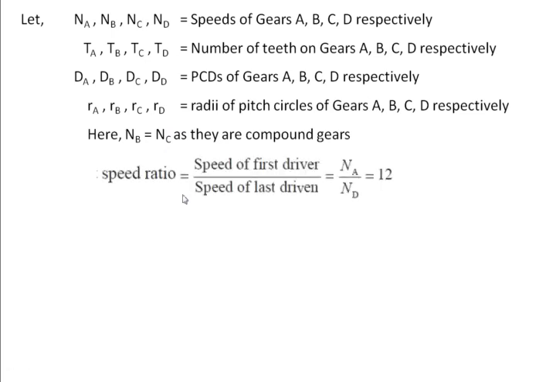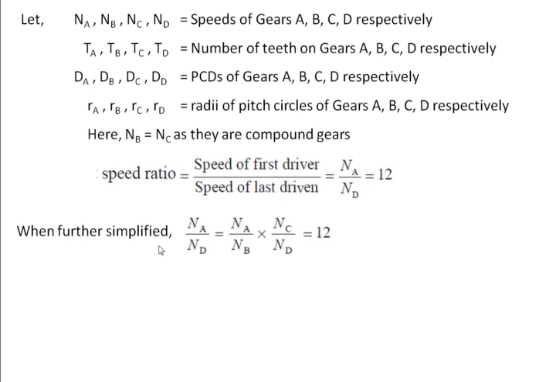Now as per our regular relation, the speed ratio is equal to the speed of the first driver divided by the speed of the last driven. So the first driver is A and the last driven is D in our case. So that ratio should be 12. When simplified further, we have NA divided by ND equal to NA divided by NB for the first pair and NC divided by ND for the second pair.